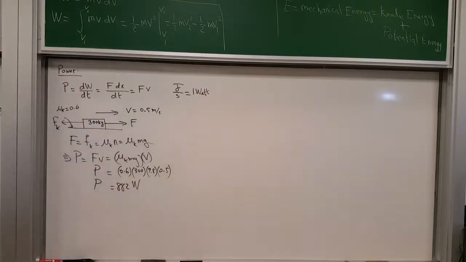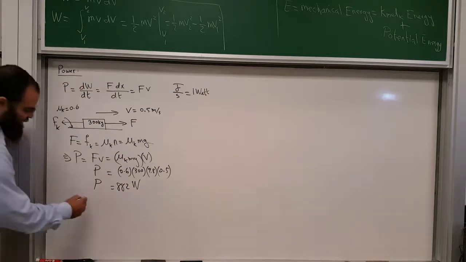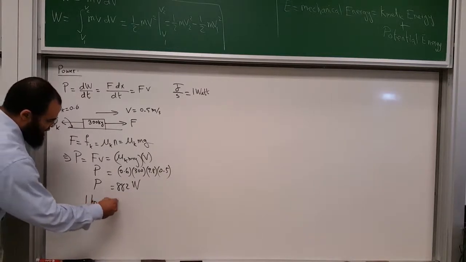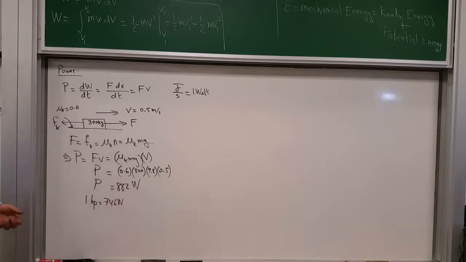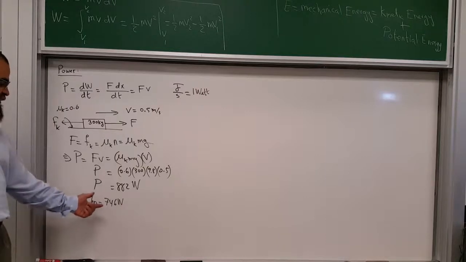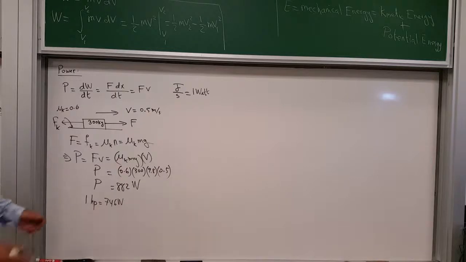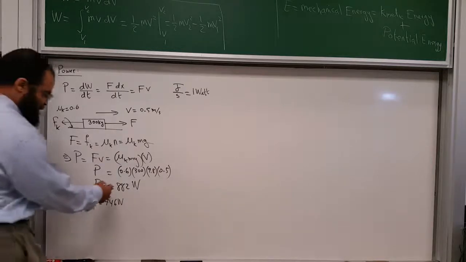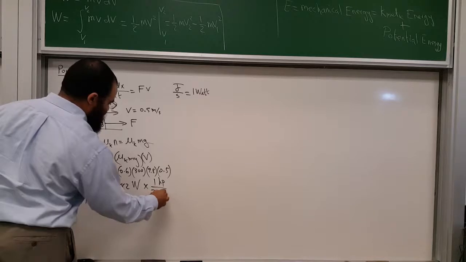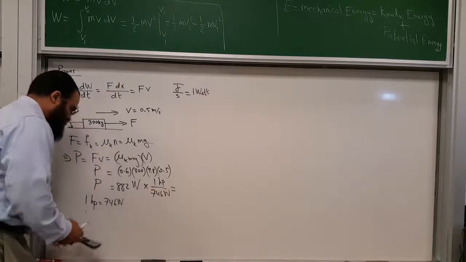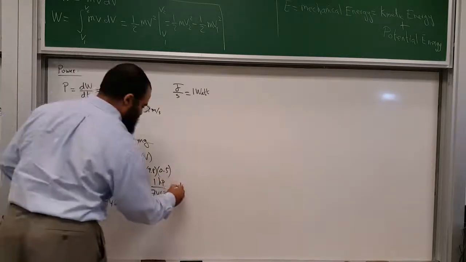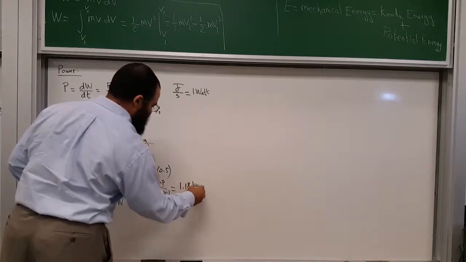While we're at it, there is the thing called the horsepower. 1 horsepower, 1 HP, is 746 watts. So if a car engine is 1 horsepower, it means it can do 746 joules of work every second. To change this to horsepower, you multiply by 1 HP for every 746 watts. And so this becomes, that's a little bit more than a horsepower, 1.18 HP. That's how many horsepower.